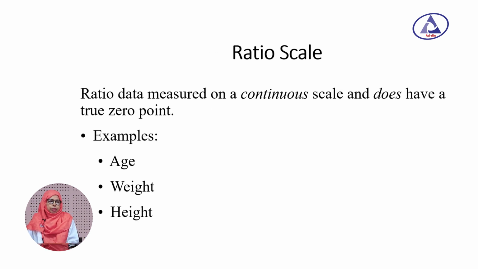Ratio scale is also measured on continuous data, and it has a true 0 point. That means here 0 means absolute 0. Example: age, height, weight. Age is always 1, 2, 3, 4, there is no 0 age. Weight, height, there is no 0 height or 0 weight. These are the ratio scale, and we determine how to analyze this data according to the scales of measurement.